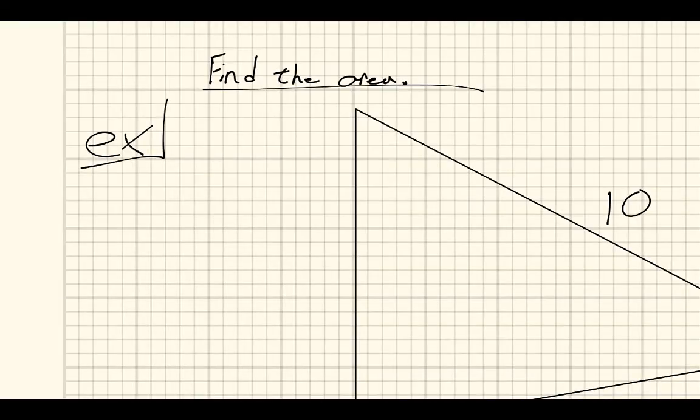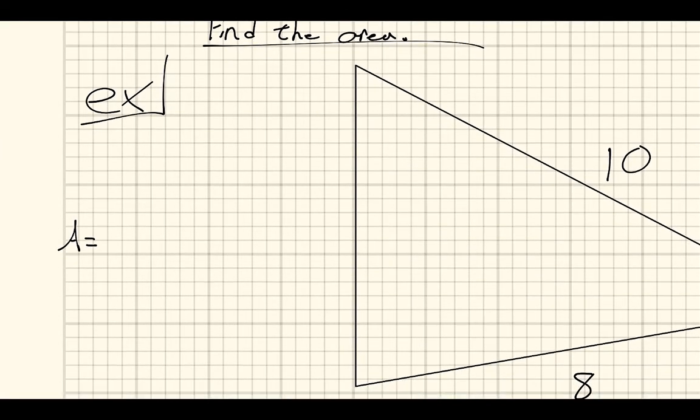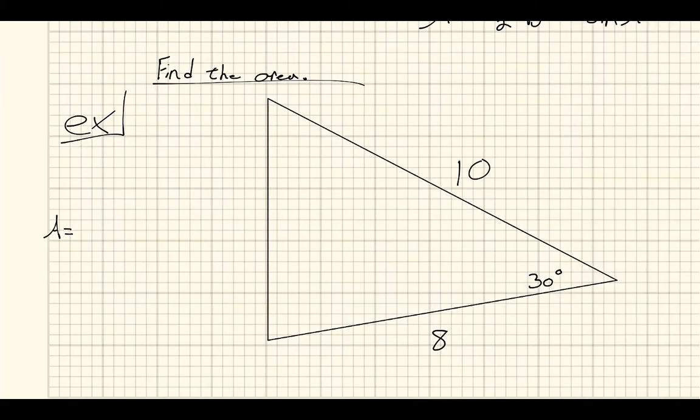It's pretty simple. Like most area problems, you just plug it into the formula and multiply it all out. So this is 1/2 times 8 times 10 times the sine of 30. If you recall, sine of 30 is 1/2. Sine of 30 is 1/2. That's one we should have memorized.